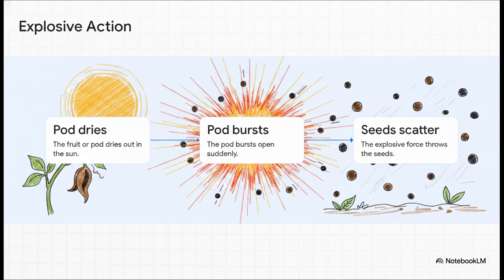Step 1, the fruit or the pod holding the seeds slowly dries out in the warm sun. Step 2, the pod gets tighter and tighter and tighter until suddenly it bursts open with a loud pop. And then step 3, that sudden explosive force throws the tiny, light seeds far, far away from the parent plant, scattering them all over the place.